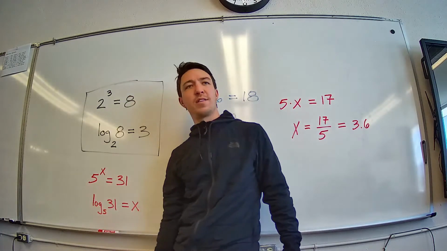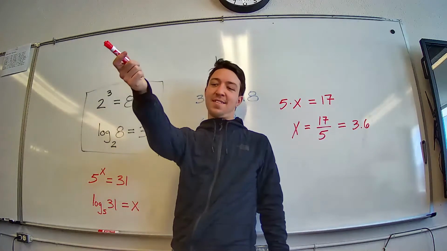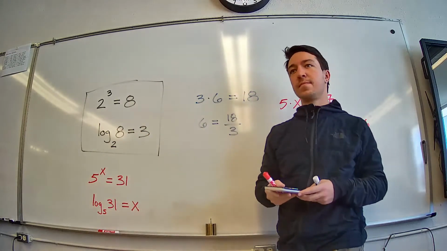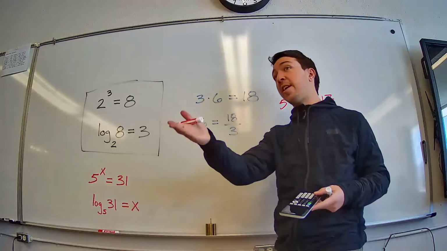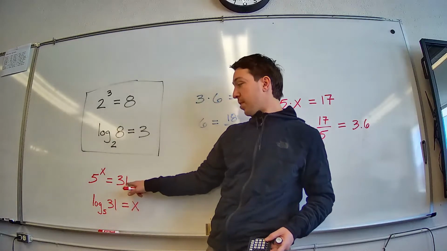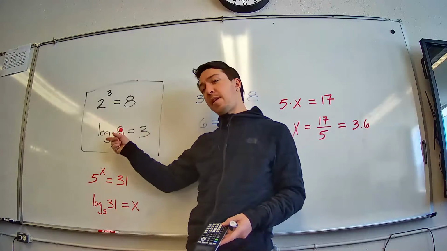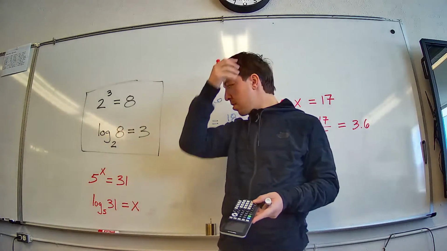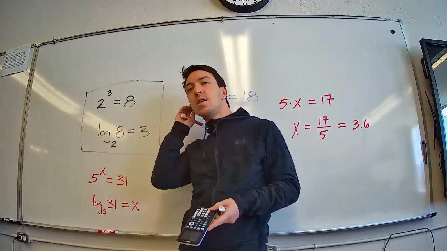Who wants to flex their incredible calculation skills and make a guess as to how big this number is? Log base 5 of 31. Like 2 point something. That's a great answer. How do you know it's 2 point something? Because 5 to the 2 makes 25, 5 to the 3 makes 125. Well, 31 is between, so I know it's 2 point something. Do you think it's more like 2.1 or more like 2.9?